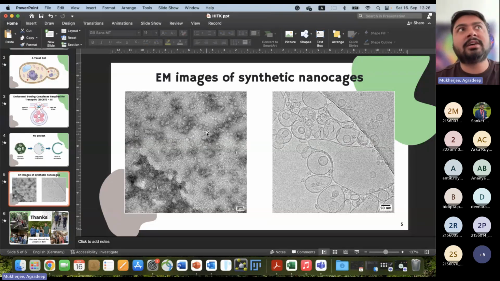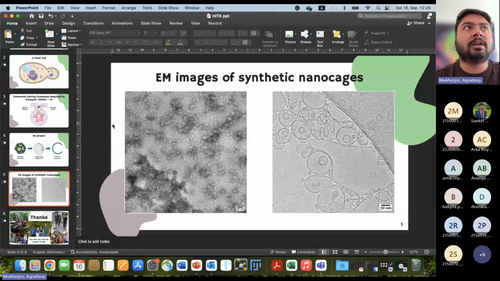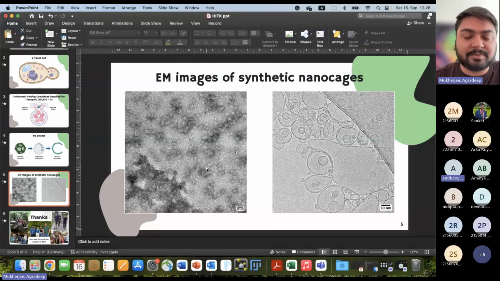But I'm sure there are other atoms that are used too. But uranyl acetate is one of the easiest ways to negative stain. I hope you could see the screen.